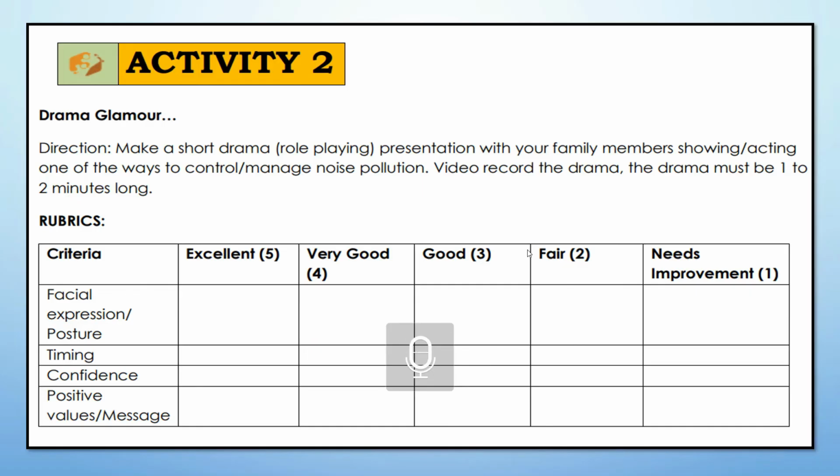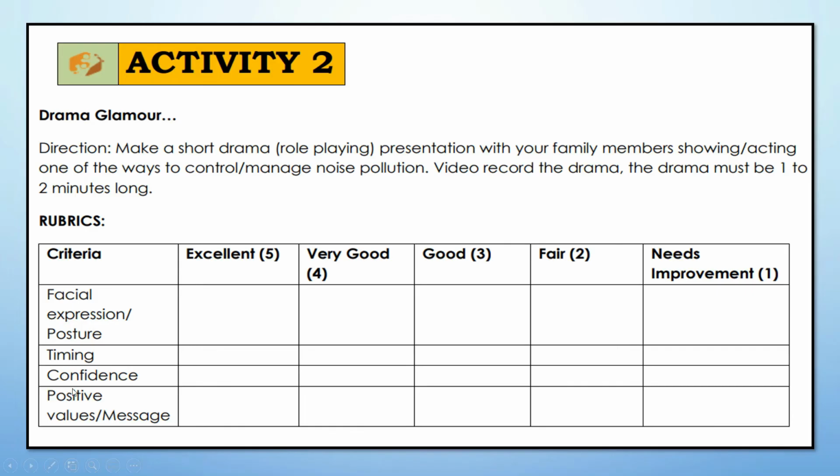The next one is activity 2. This is what we call the drama glamour. And here is the direction. So you're going to make a short drama, a role-playing presentation with your family members, showing and acting one of the ways to control and manage noise pollution. Video record the drama. The drama must be 1 to 2 minutes long.